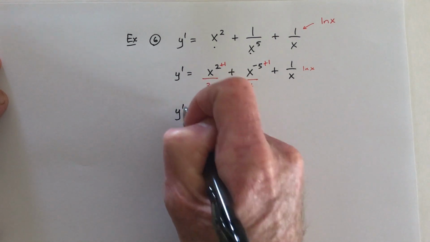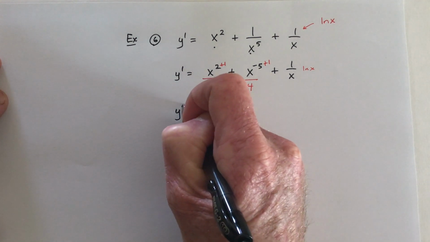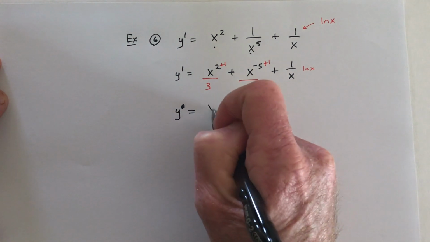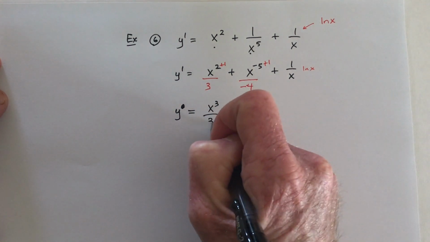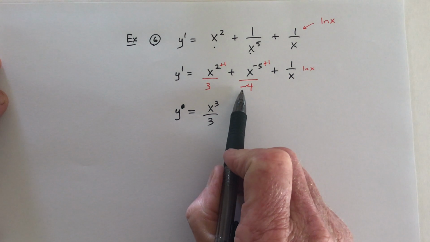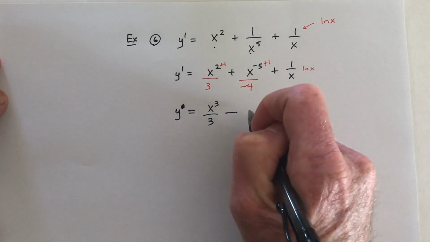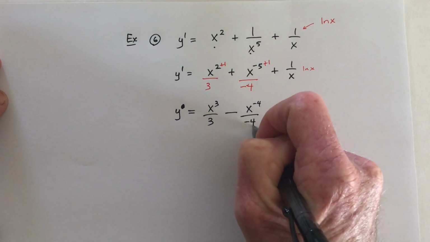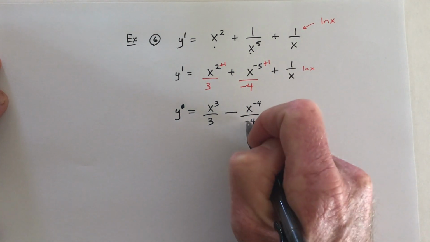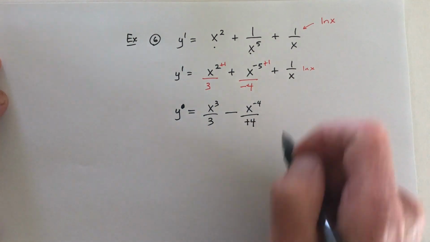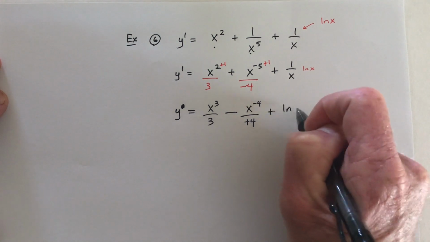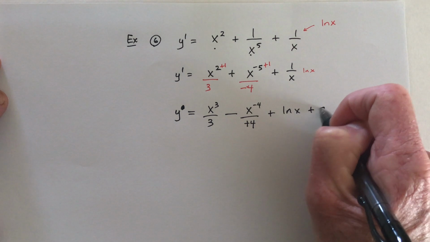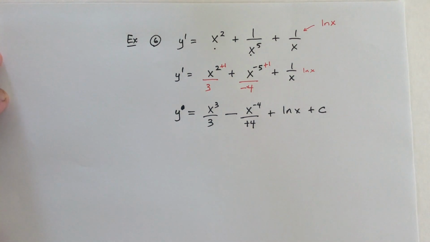So that means that, oops, I didn't mean to write y prime. That means that the original y is x to the 3 over 3, and then this one would be minus x to the negative 4 over negative 4, except I moved the negative over there, so I don't need that negative anymore. And then this one is the natural log of x. And you're right, don't forget the plus c at the end.